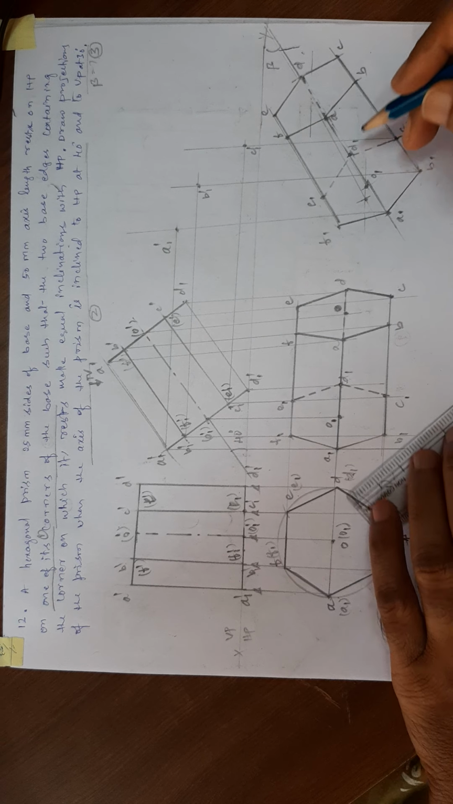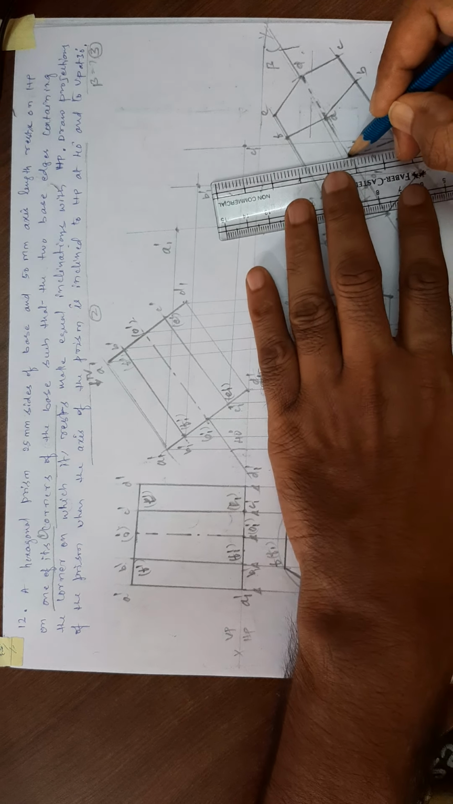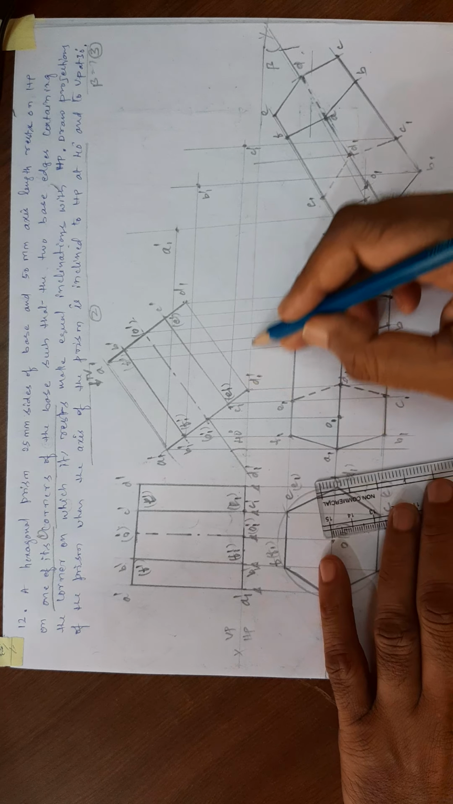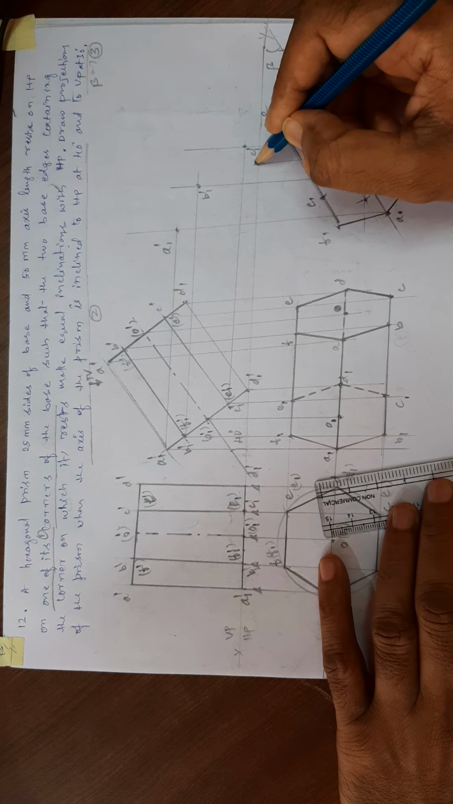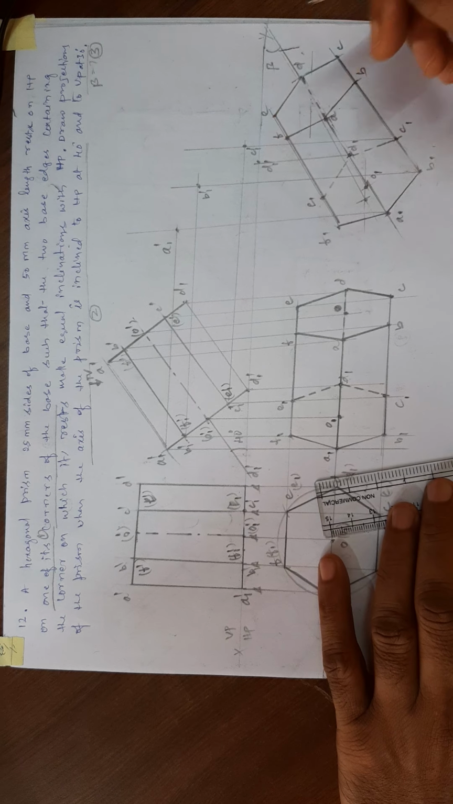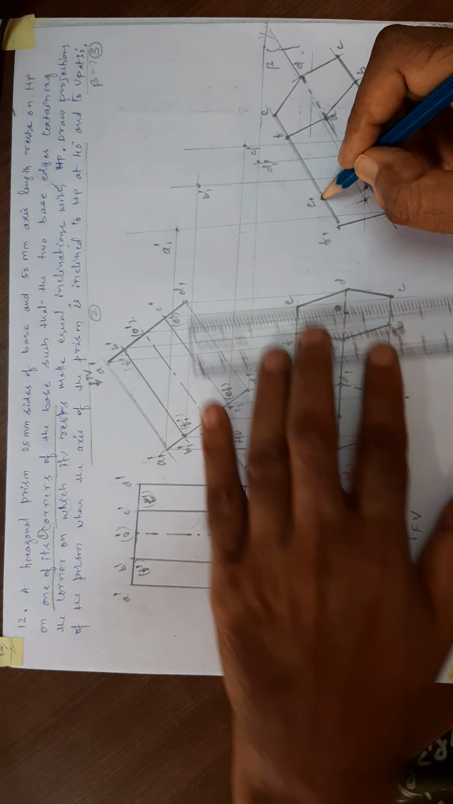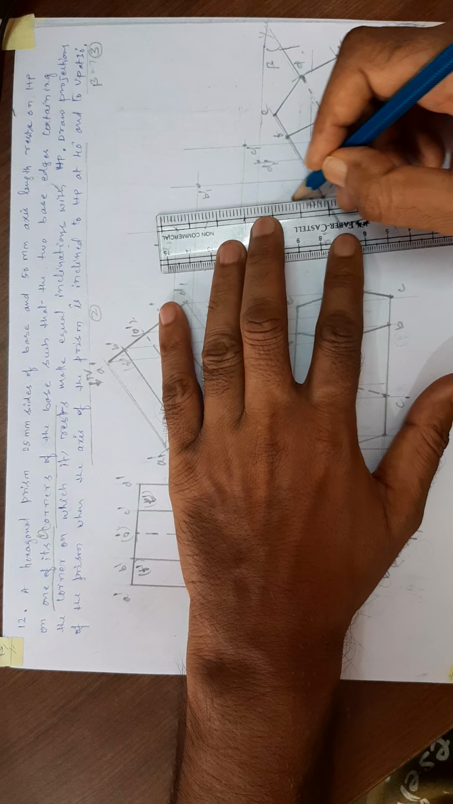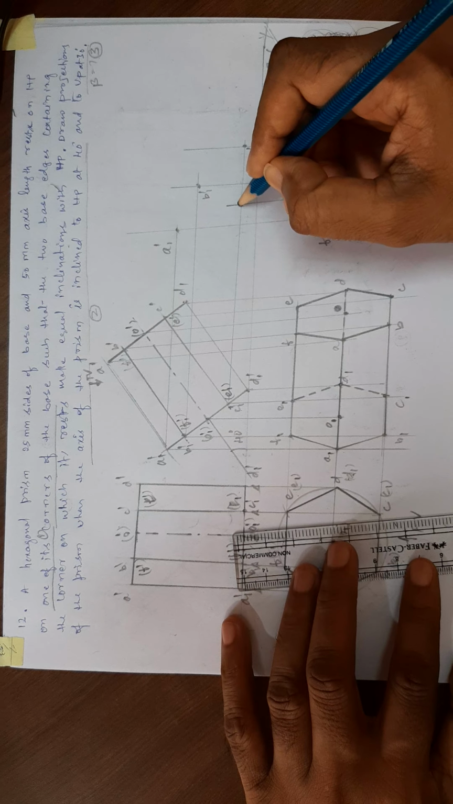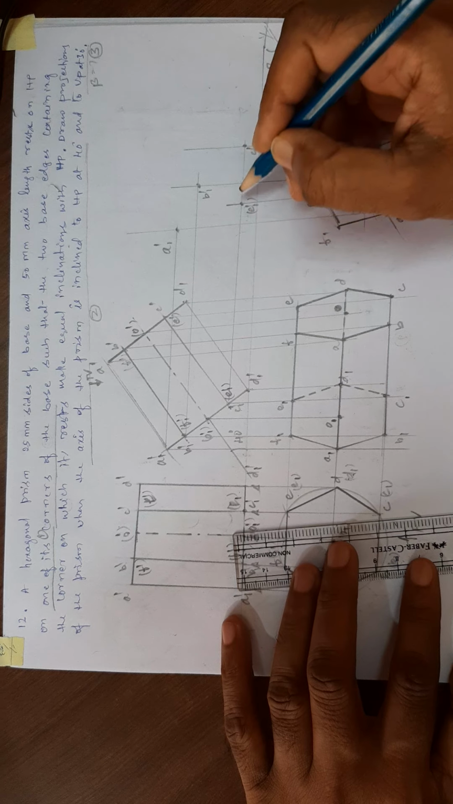Next D1. So D1 is on the XY line only. So draw a vertical projector line from D1 and a horizontal projector line from D1 dash. This is D1 dash. Okay. Next E1: vertical projector line from E1, and the horizontal projector line from E1. Now this point is E1 dash.